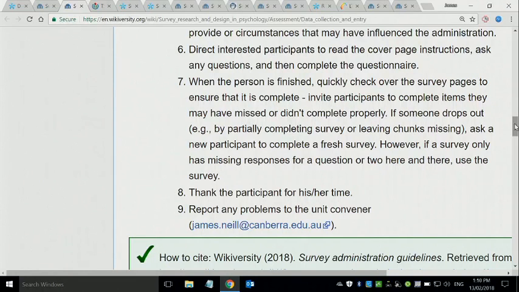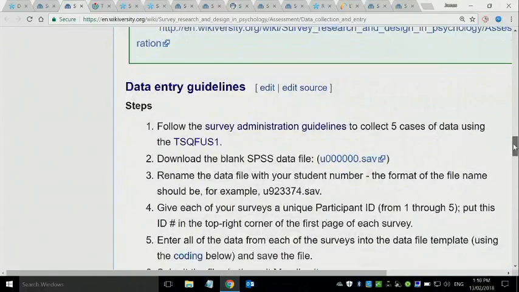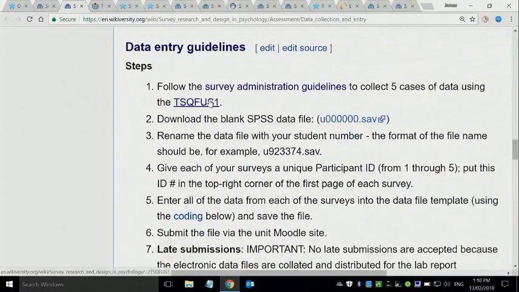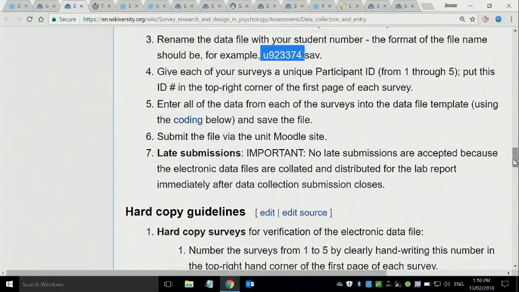Okay, and then what I'm going to do in the first lab is show you how to download the data entry template and how to go about entering the data. It is fairly straightforward, so if you don't want to wait for it, just follow these guidelines here. There's the data entry template, a .sav file. You rename the file with your student name. You do need to number each of your surveys, 1, 2, 3, 4, 5, and enter that number into the data file so that we can match each hard copy with each line in the data file.